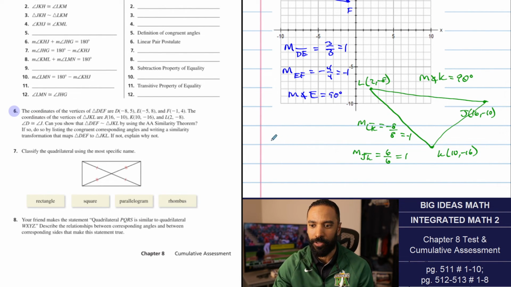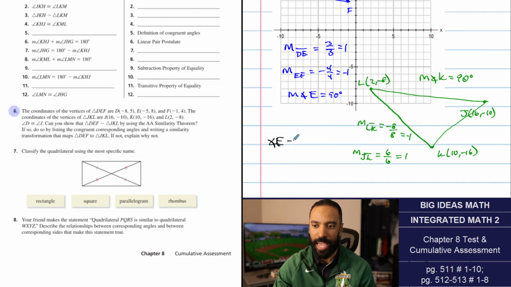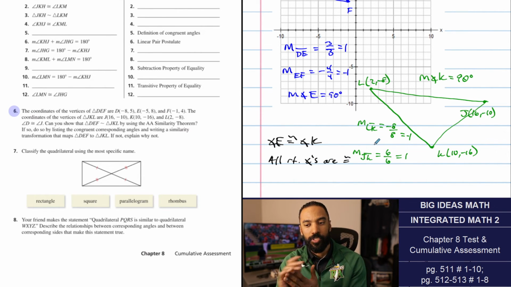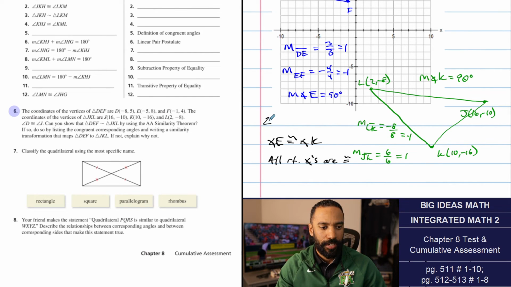That means that angle E is congruent to angle K because all right angles are congruent. Okay, so there's that. Angle D is congruent to angle J.